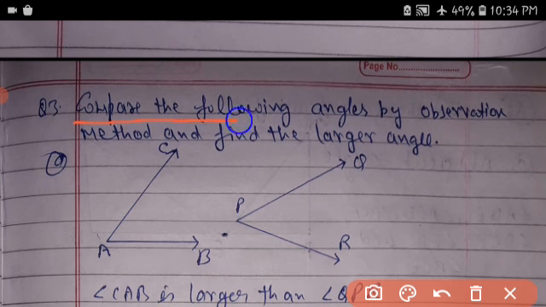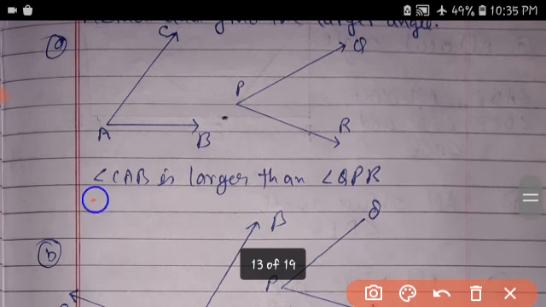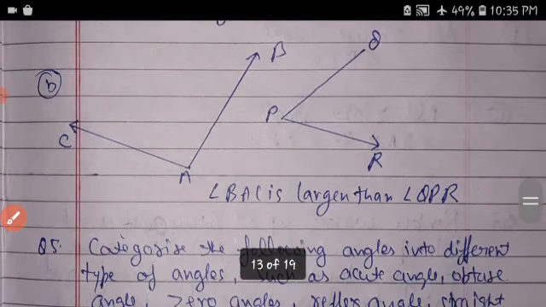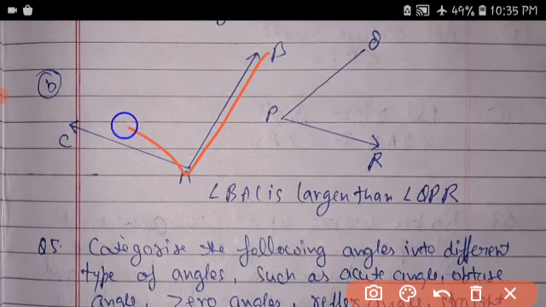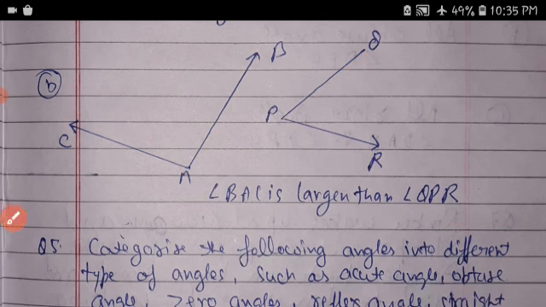Compare the following angles by observation method and find the larger angle. Here angle CAB is larger than angle QPR. Angle BAC is larger than angle QPR.